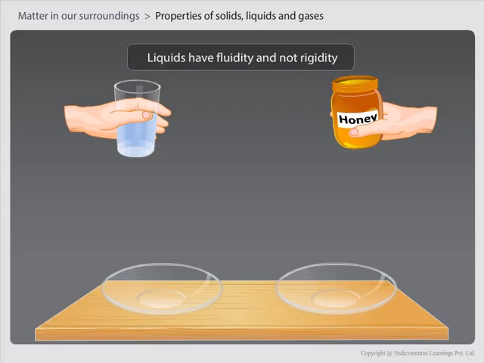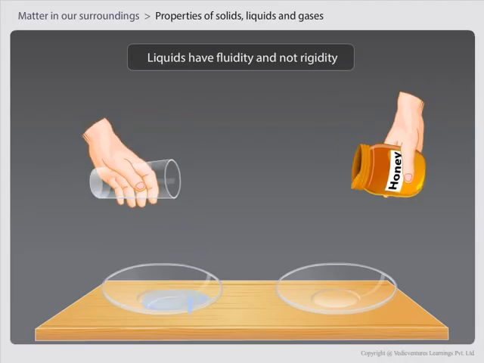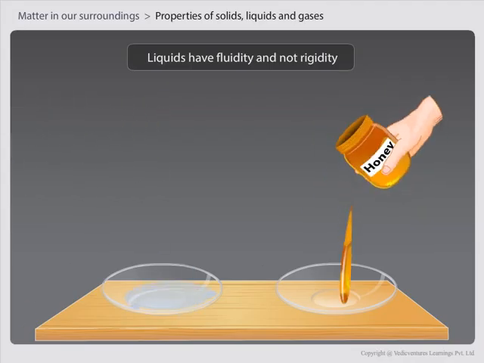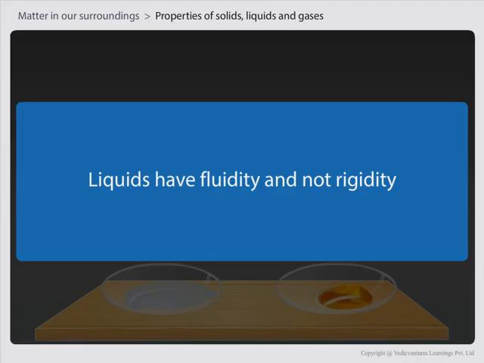Liquids differ in their flowing nature. This can be shown by an activity. Allow water and honey to flow. Water flows at a faster rate than honey. This is because the particles present in honey are dense and sticky. This combination makes the particles difficult to move. So honey flows more slowly than water. From this activity, we can say that liquids have fluidity and not rigidity.